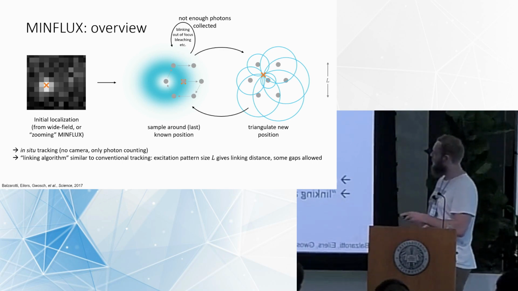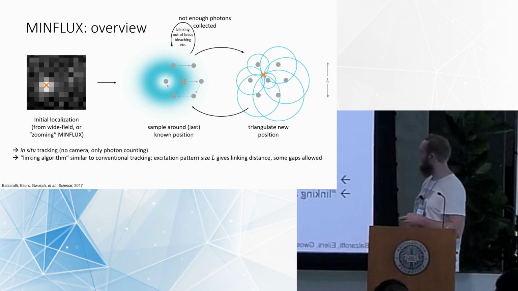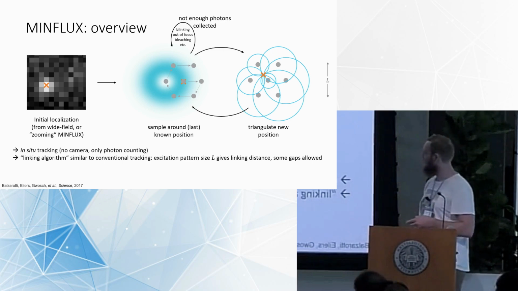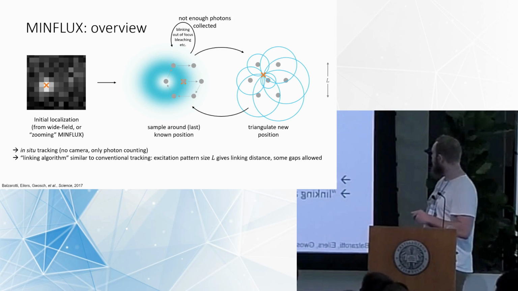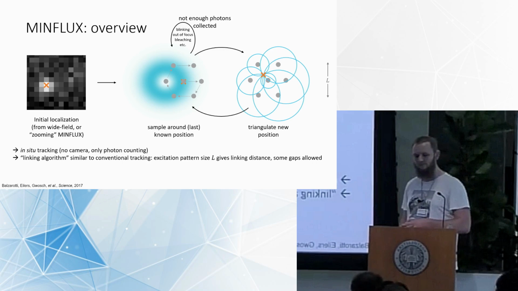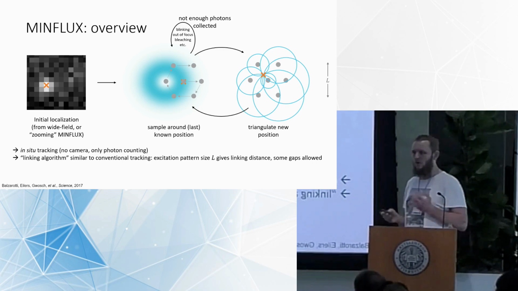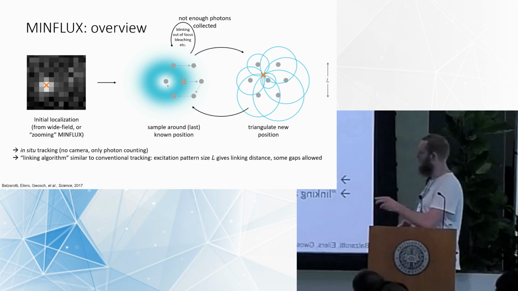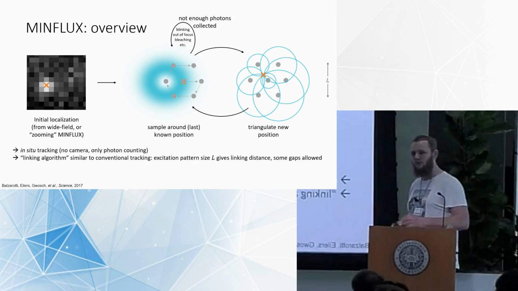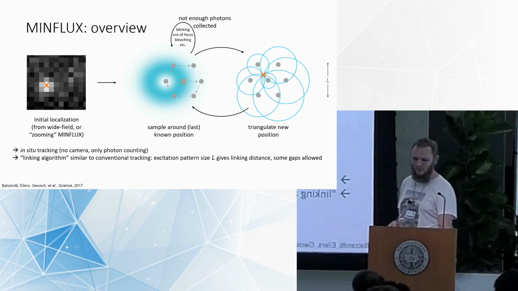So yeah, this is basically very analogous to what we do in conventional tracking. The difference being that here the tracking really happens during the experiment. There's no camera involved in any of this acquisition. It's literally just photon counting. So you don't get a movie out of this. You get photon counts and particle localizations.